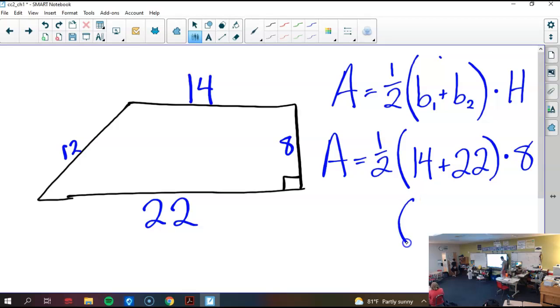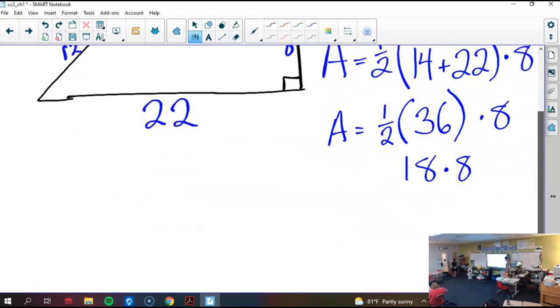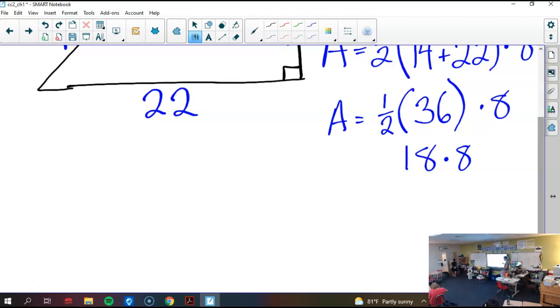14 plus 22 gets me 36. This is what a lot of us forgot to do, the halving. And I still have a times 8 out here. There's a lot to carry down. So now I don't even need a calculator. What's half of 36? 18 times 8. Now that might sound like a pain, but break it up and make it easier, right? What's 8 times 10? 80. What's 8 times 8? And then put those together.